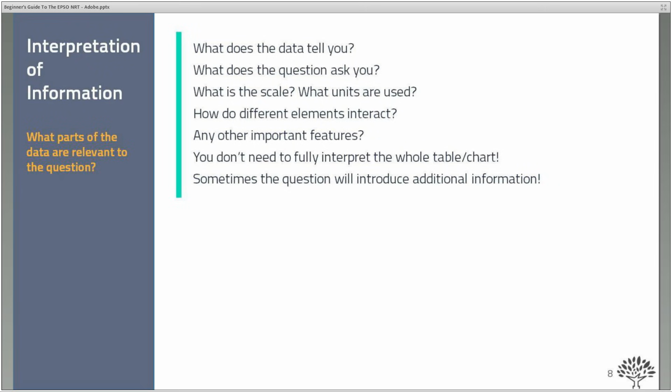The final point to be aware of is that sometimes the question itself might add in additional information. Just because you fully comprehend the graph given to you, it doesn't mean that you've got your answer. You might need to bring in something from the question, and we'll have a few examples of that as we go along as well.